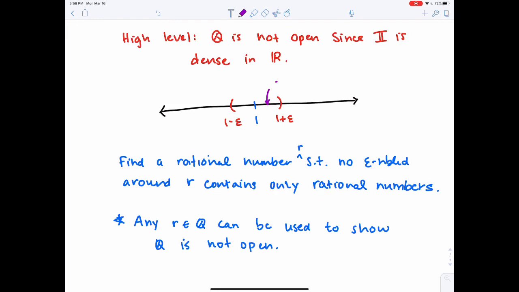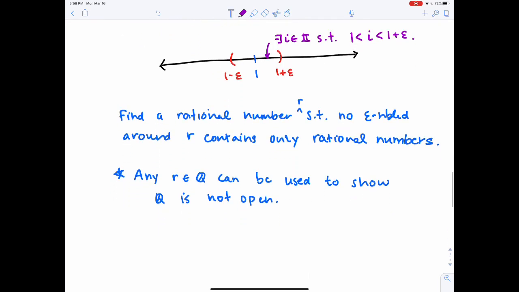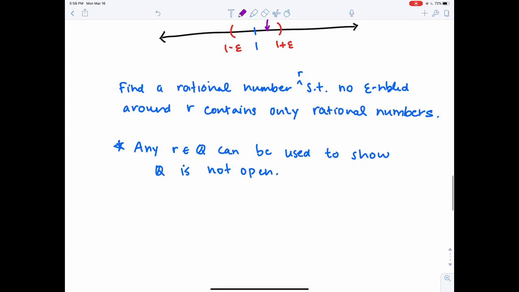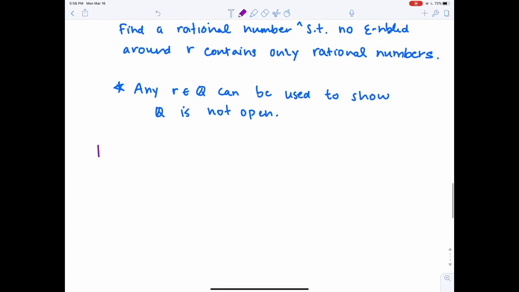So there has to exist some little i in the irrationals such that 1 is less than i, which is less than 1 plus epsilon. That's just using density. So we're not actually going to say which point it is this time, the way we were able to in the proof of the closed interval 0, 1 not being open. But here, we're going to be able to instead assert the existence. So this is a non-constructive existence proof. So let's say we go down here and we write our proof.